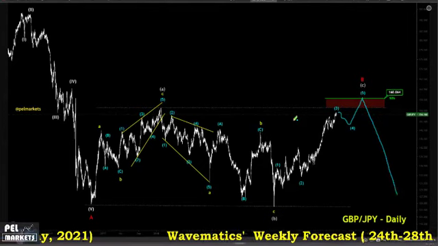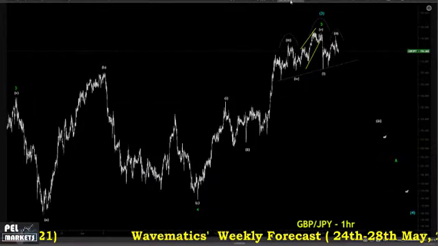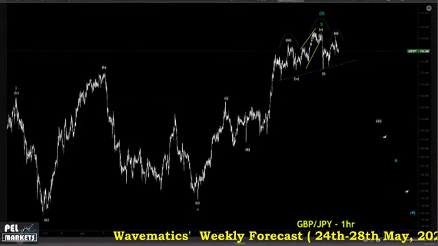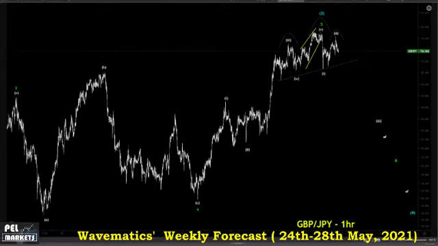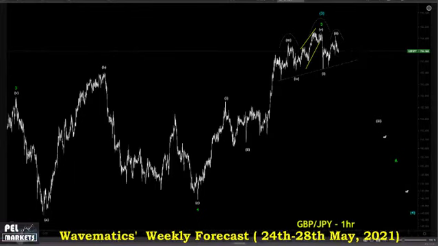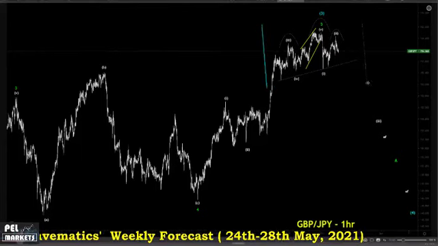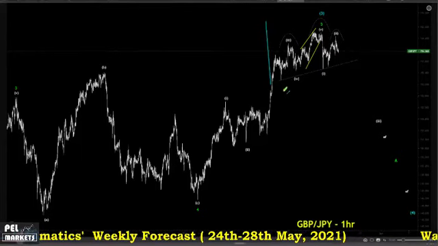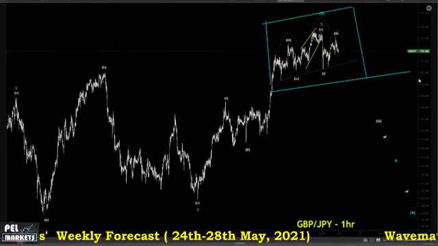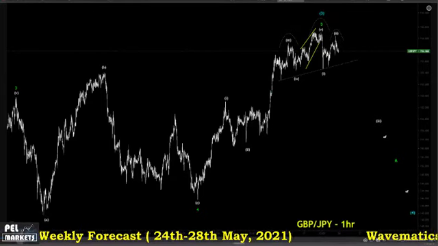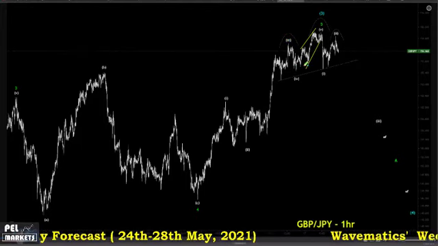looking for a downward move. On the lower time frame, when we go to the 1 hour, this is an alternative count to what I've been sharing. I did share a triangle count for wave 4, but looking at this particular pattern, that is why I've switched to my alternate count. If you look at the one I'm putting in a box, I'm seeing more of one of the classic patterns.